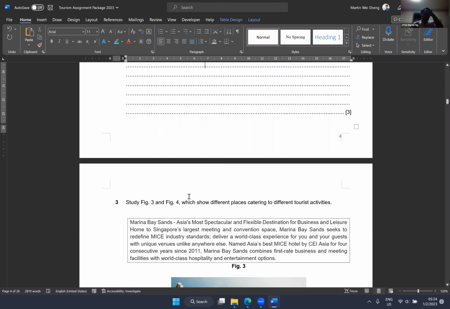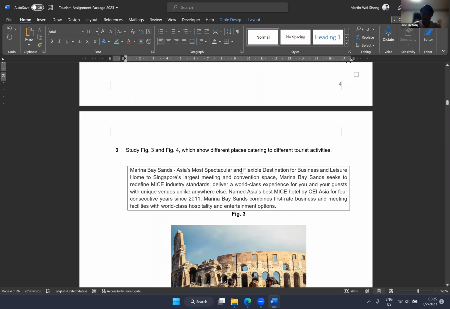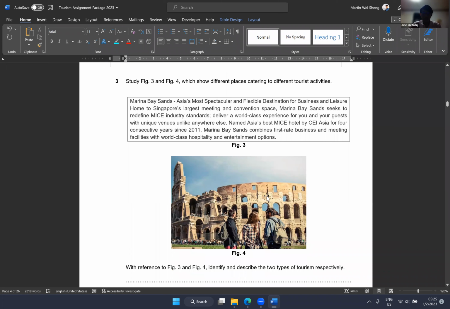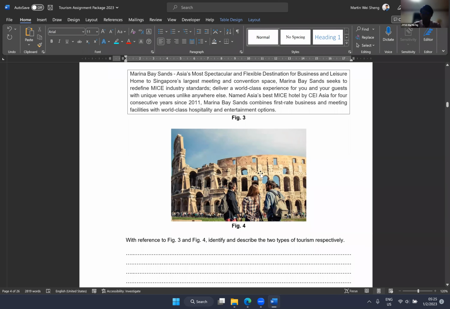All right, question 3. Study figures 3 and 4, which show different places catering to different tourist activity. Quite straightforward, read the text over here. Then look at this picture over here. This picture, in case you don't know, is showing the Colosseum. The Colosseum is an ancient Roman building, built many hundreds of years ago.